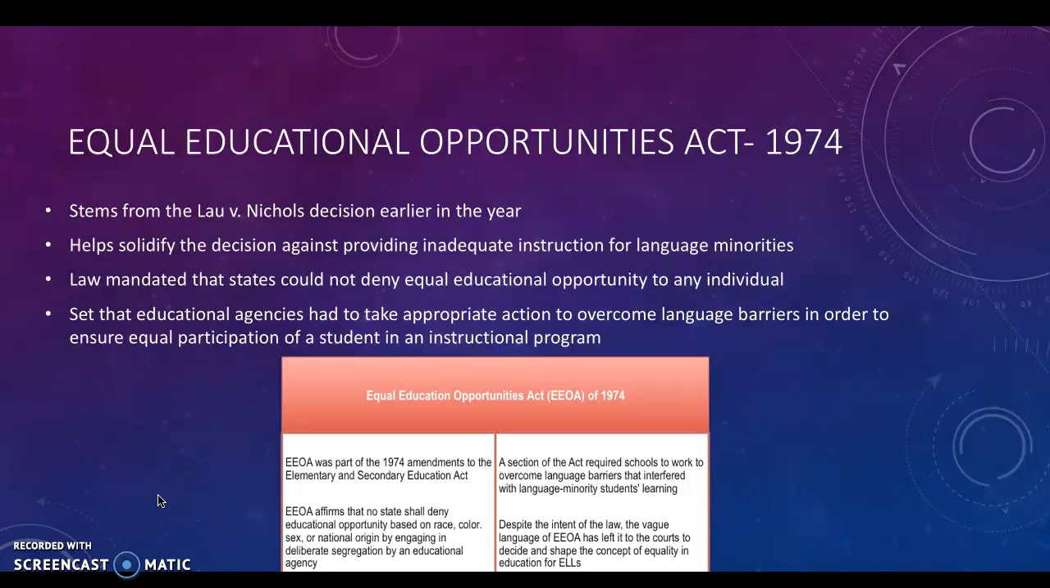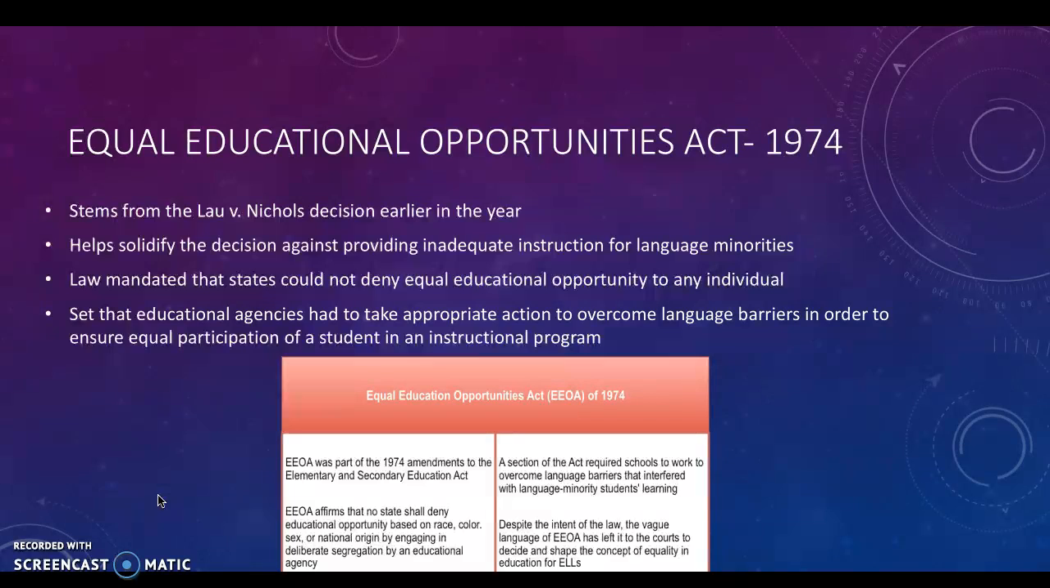Another really important piece of legislation coming from 1974 was the Equal Educational Opportunities Act. This came after the decision of Lau v. Nichols in 1974 that challenged inadequate instruction for language minorities. After the decision in that case, Congress passed this law that mandated that states could not deny equal educational opportunity to any individual. This works in accordance with Title VI of the Civil Rights Act of 1964 as well, that prohibits discrimination on the basis of race, color, or national origin in programs that receive federal funding.